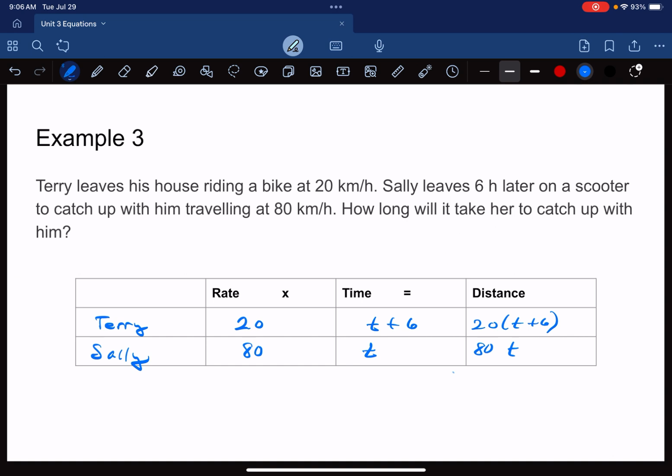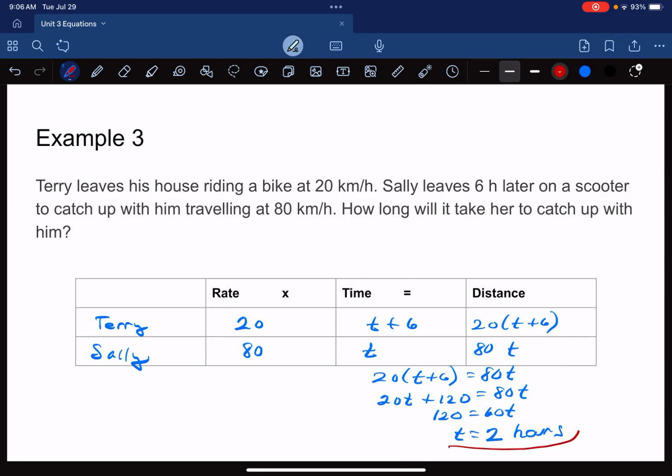How long will it take her to catch up with him? Well, when she catches up with him, their distances will be the same. Their distances will be equal. So 20 times T plus 6 equals 80T. Distribute. Subtract 20T from 80T. Divide. And it's going to take her 2 hours. How long will it take her to catch up with him? 2 hours. Okay.